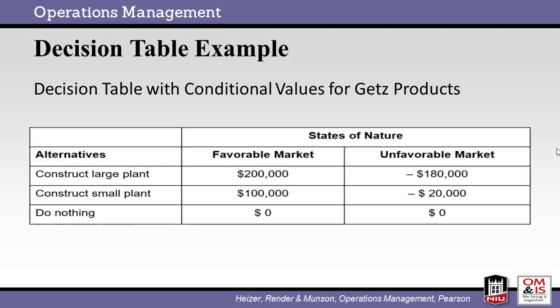Next, we consider each state of nature with two alternatives, favorable and unfavorable markets. Now we gather the data necessary to make the decision. The three alternative paths are listed on the left, with the value given favorable and unfavorable markets. For example, if we build a small plant and markets are unfavorable, we will lose $20,000 versus doing nothing.